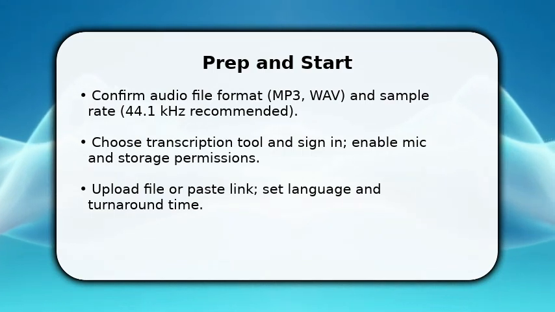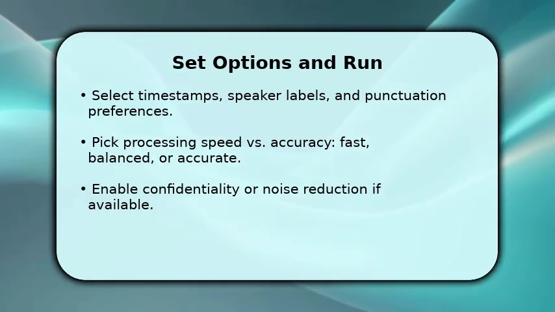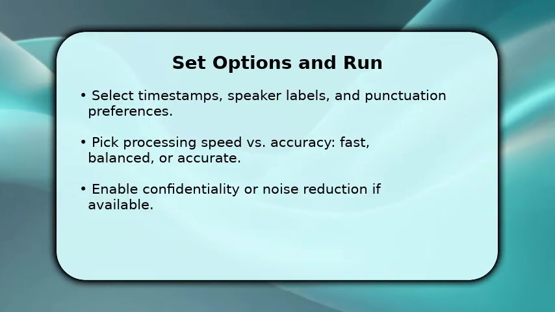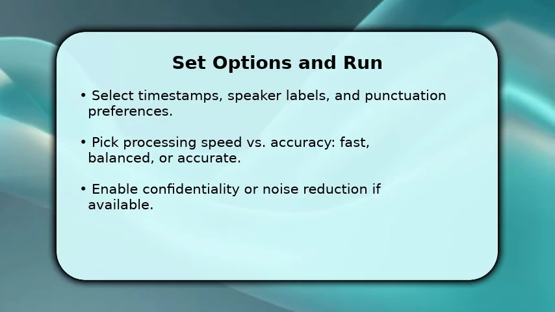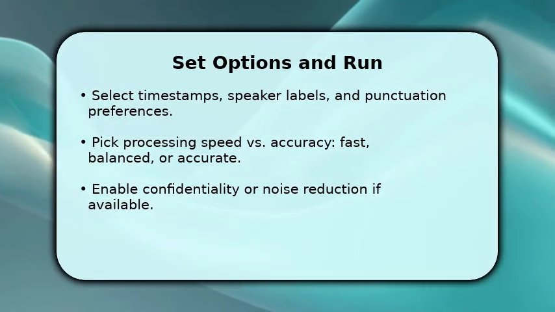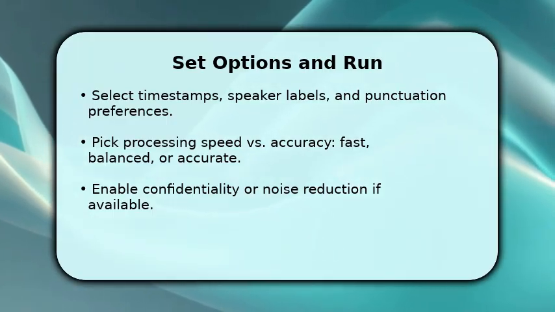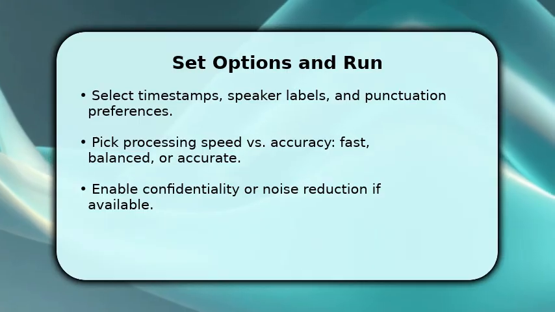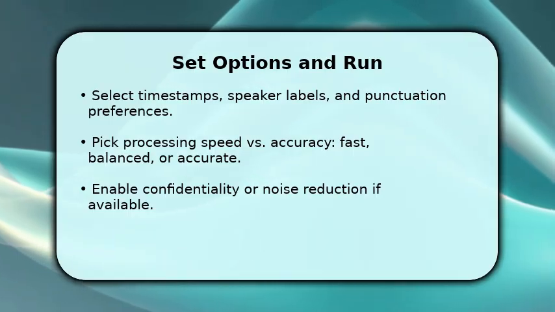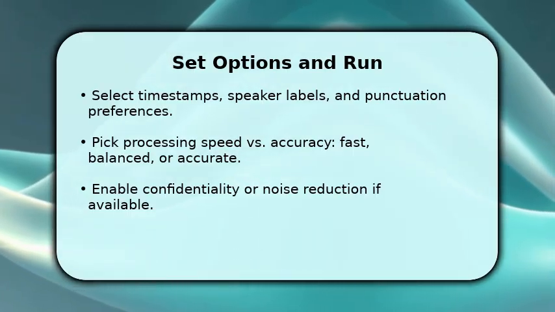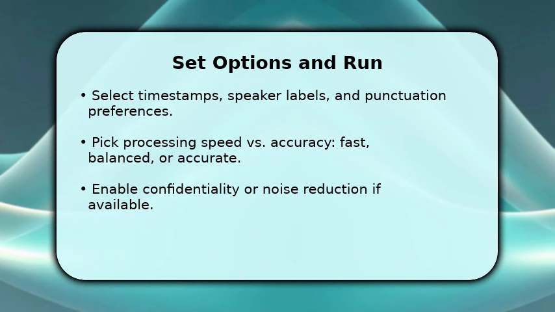output you'll review. You'll now configure the job details that affect quality and time. Choose whether to add timestamps and speaker labels so the transcript is navigable, and set punctuation rules for readability. Then pick processing priority: fast for quick drafts, accurate for near-final text, balanced works for most cases. Enable noise reduction or confidentiality modes if your audio is sensitive. Once these options are set, start the job. The system will queue and process according to your selections and notify you when it's ready.